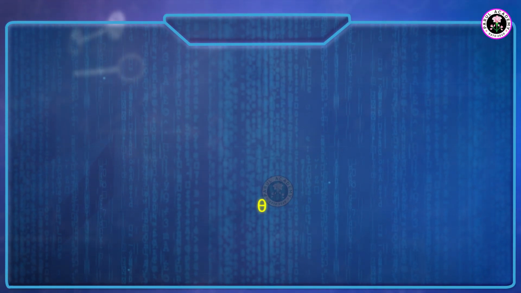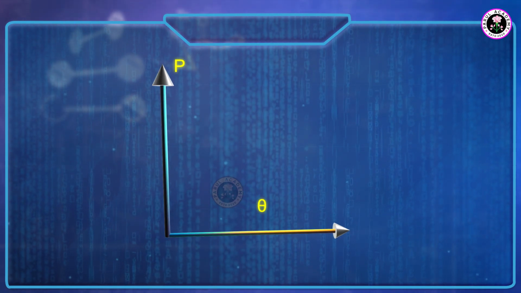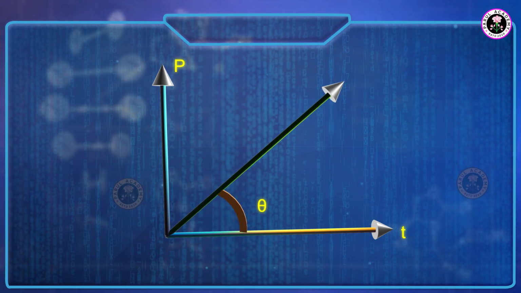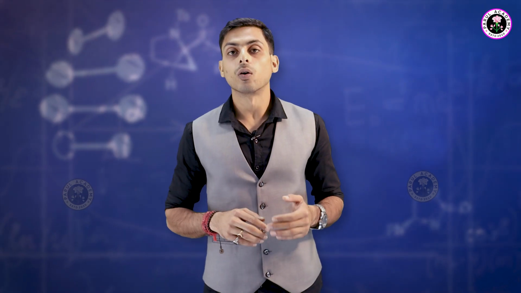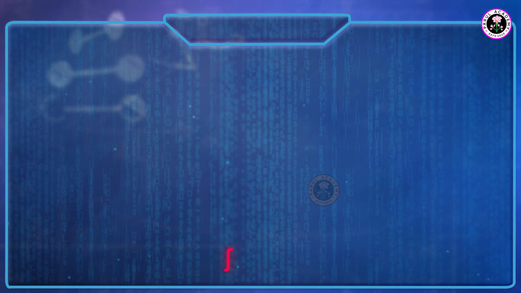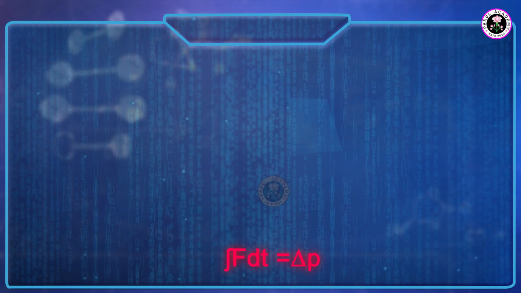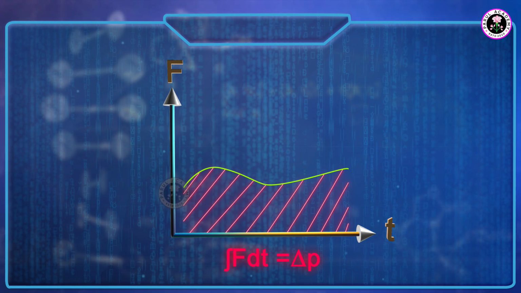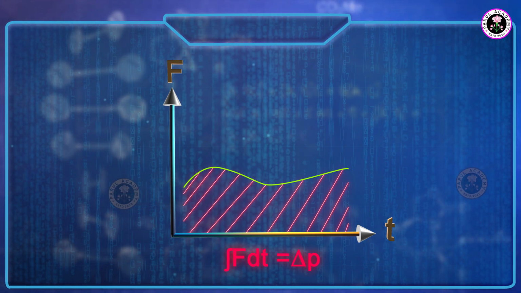From the definition of force, we know that F equals dp by dt, which means the slope, that is tan theta, of the momentum versus time graph at any point corresponds to the force applied at that point. We can also write the equation as the integral of F dt equals delta p, which means the area under the F-t curve gives the change in momentum of that body.